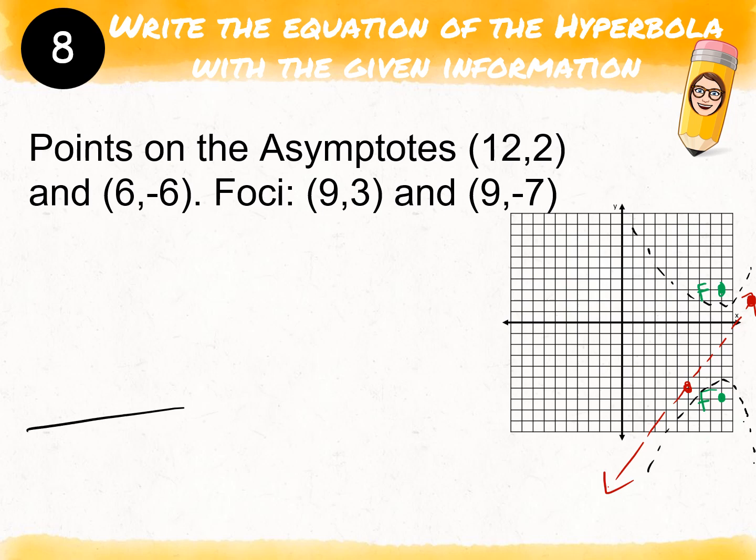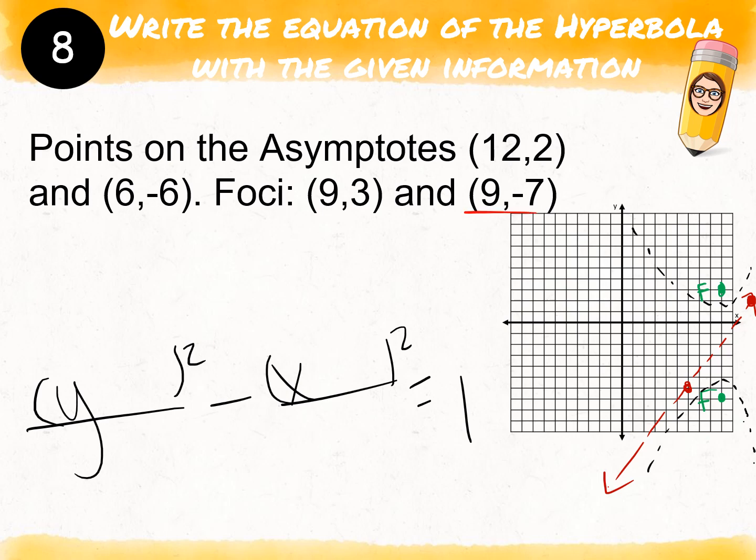So let's set up what we need because we already know some information. And the information we know is that this is now vertical. So y comes first. All right. Let's find our center. Our center is going to be in the middle of our focus values. So that means it's still got to be at 9, right? The middle value between 3 and -7, that's a distance of 10. So a distance of 5.